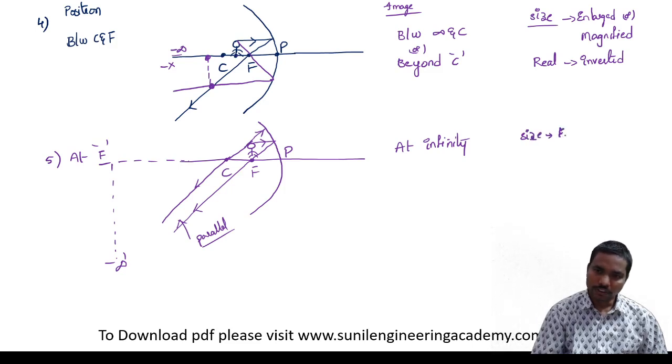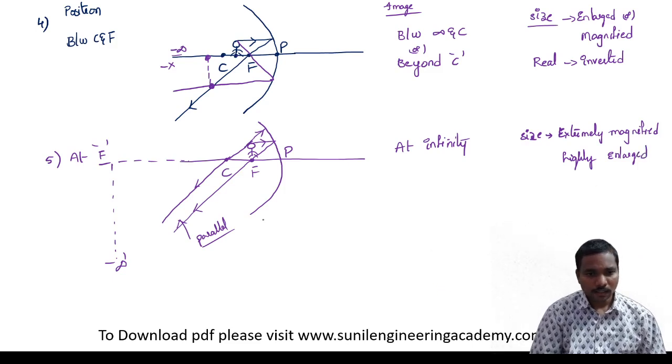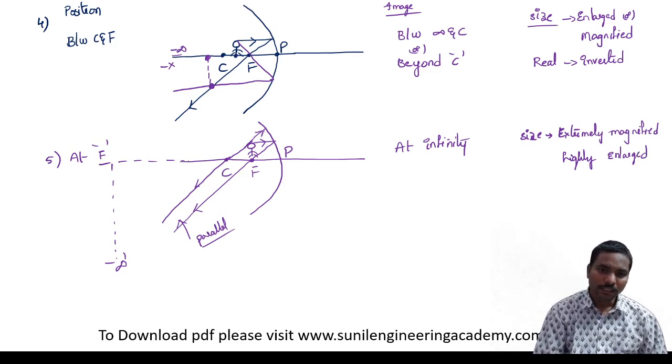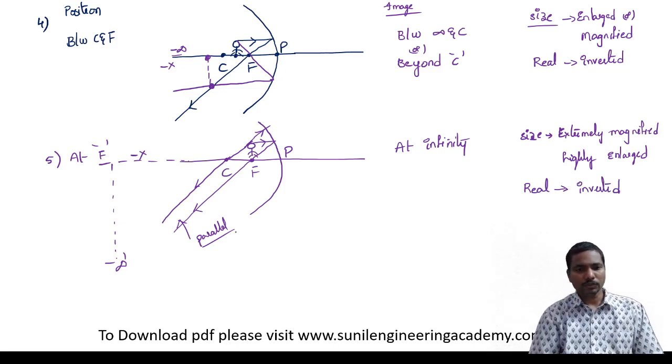Size extremely magnified or highly enlarged. Okay, and these two meet in the real axis. That is, if you place the object in the real axis, that is minus x axis, and the image forms also at infinity, that is the real axis. So you can say all real will be inverted. Okay. So both are at real axis. So you can say real and inverted.